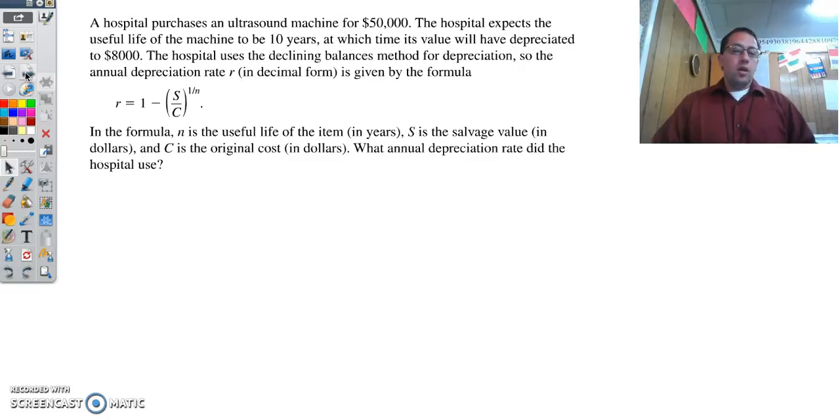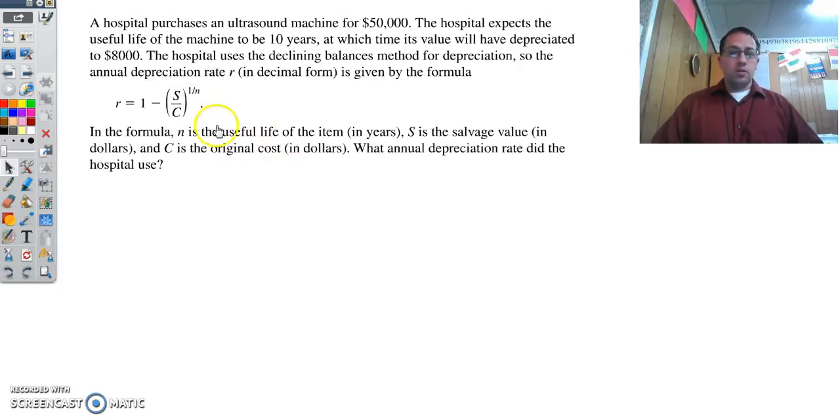Okay. And so they have this formula right here to figure out what that percentage rate is going to be. In this formula, R is the rate of depreciation. What percent is it going to drop each year? N is the useful life of the item. How long is it going to last? S is the salvage value, which means how much is this going to be worth when we finally get rid of it? And C, how much does it cost me originally to purchase it?